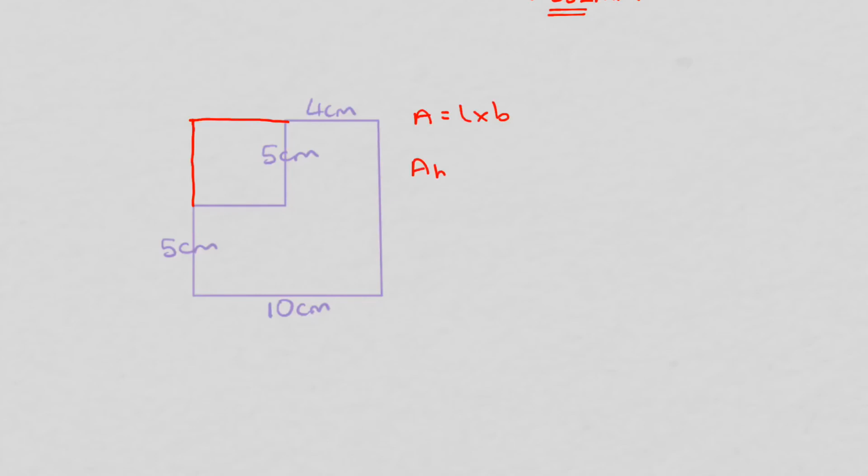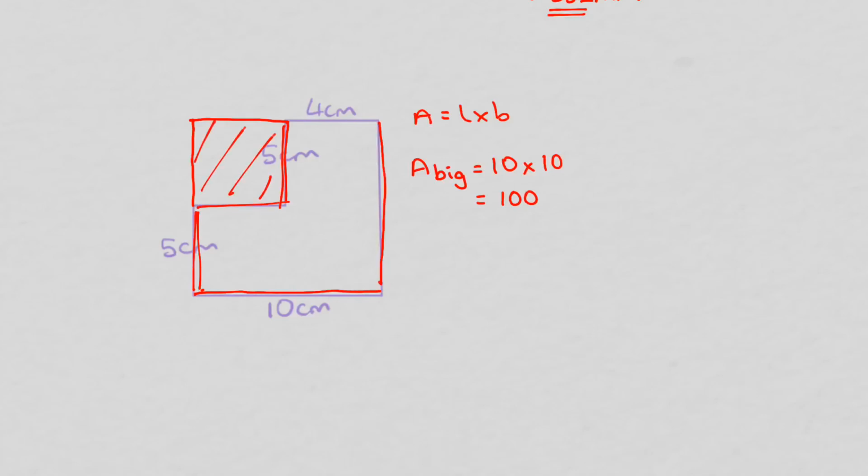And then the area of the big rectangle is length times breadth. So length is 10, and breadth, well, we don't have that there, so we need to look at the lines that we've got that go vertically, and we've got that one and that one. So 5 add 5 makes 10. So this big one's actually a square, so we've got 100 there. Then we need to work out the area of this little rectangle so we can take it away.